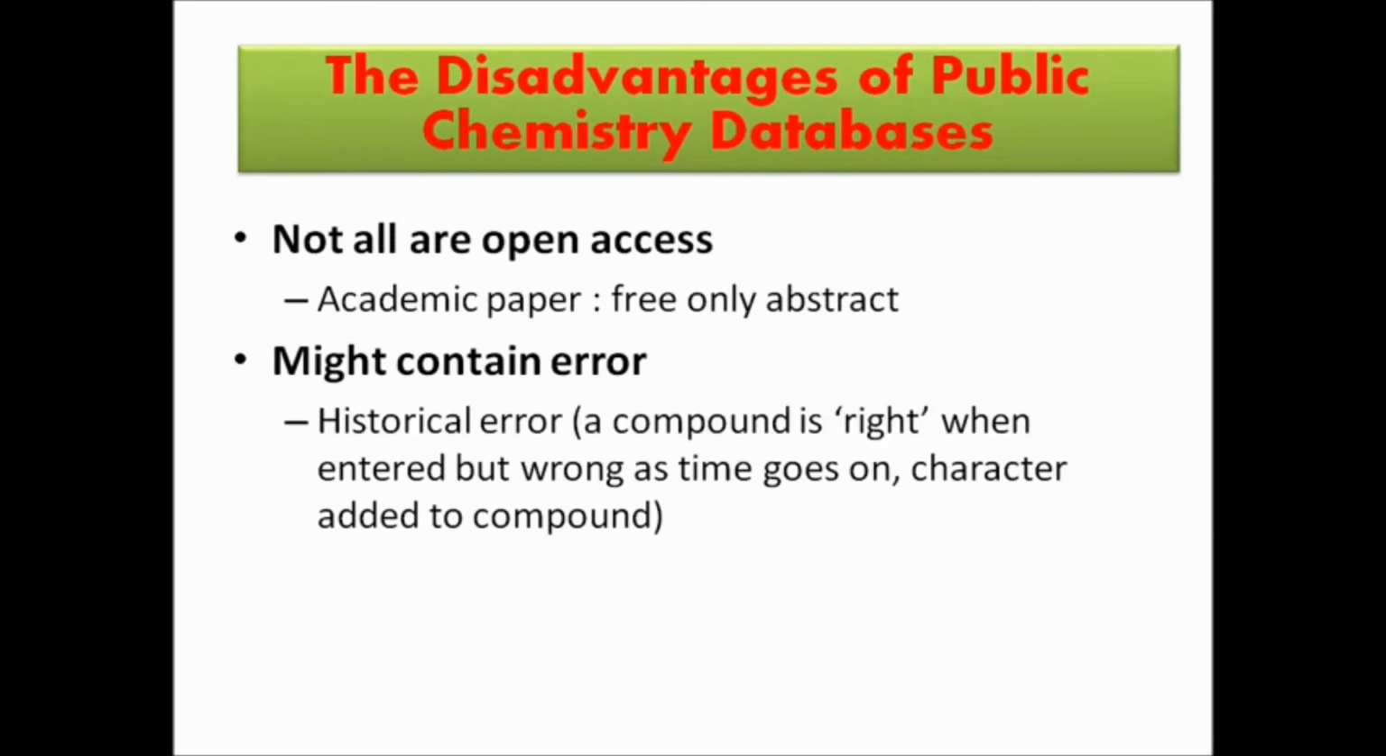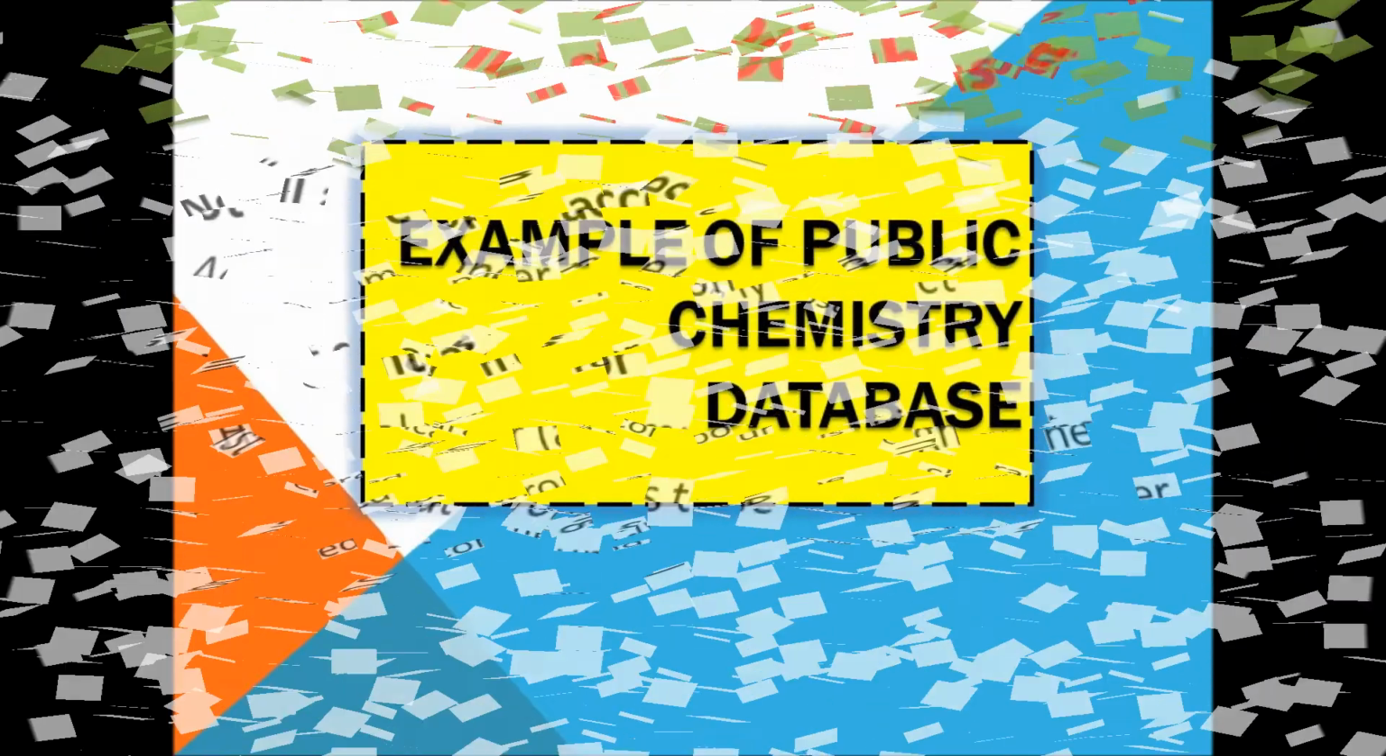The disadvantages of public chemistry database: not all are open access, such as academic papers. Sometimes it is free only for the abstract, and it might contain errors. Historical errors, such as a compound is right when entered but wrong as time goes on, because characters are added to the compound.